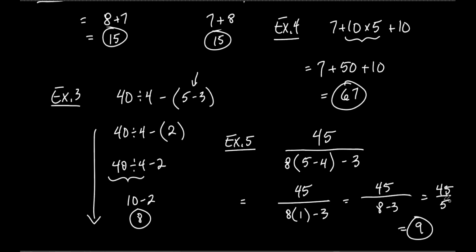9 times 5 is 45. Make sure you know your multiplication tables. Because on the quiz on Monday, you're not going to be able to use what? Your calculator. So make sure you know how to do that division without a calculator.